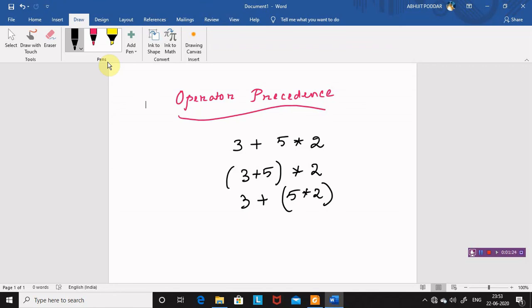Now in C, we need to know that multiplication operator indeed has higher precedence over the addition operator. So the evaluation would be done in this form. That means the multiplication operation would occur first and then the result would be added to 3.